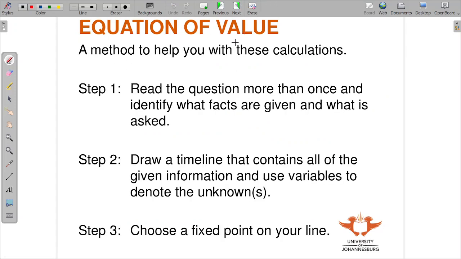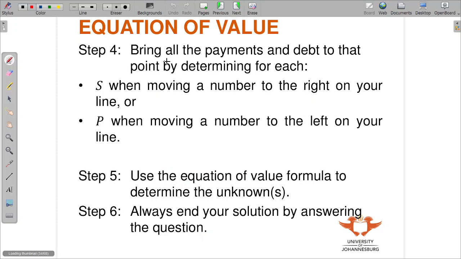So in order to solve problems along this line, you must read the question carefully, sometimes more than once, and get the given facts and what is being asked. Draw a timeline for all the information given. Choose a fixed point on your timeline. And then use the formula: the sum of payments on one side and the sum of debts on the other side, equate them together and solve.